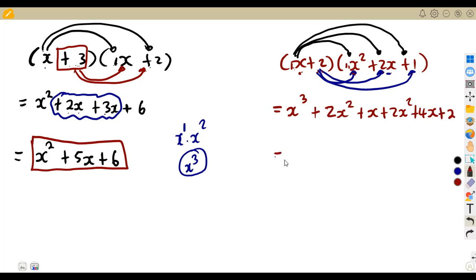So at this stage, you can now collect your like terms, considering that we have got 2x squared here, and we also have 2x squared there. So there is an exponent of 2 there. So we are going to add these two together. So that means we've got x cubed, all right, 2x squared plus 2x squared, right? Remember, just have to add 2 plus 2, which is 4. Add the coefficients, and the x squared remains as it is.